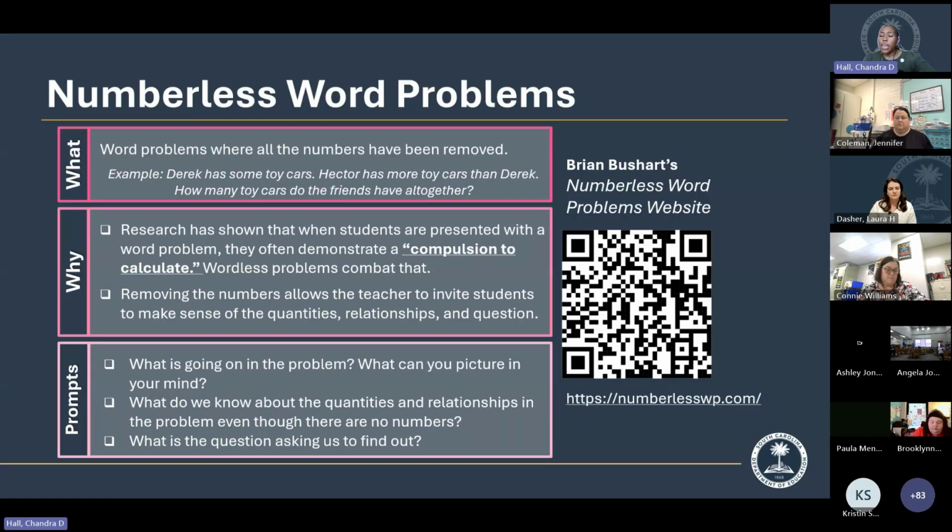Well, research has shown that when students are presented with a word problem, they often demonstrate a compulsion to calculate. How many of us have seen this? Gonna get our hand raised. Okay. Numberless problems are a way to combat that. When we take out all of the numbers, this allows the teacher to actually have a conversation with the students and make sense of the problems.